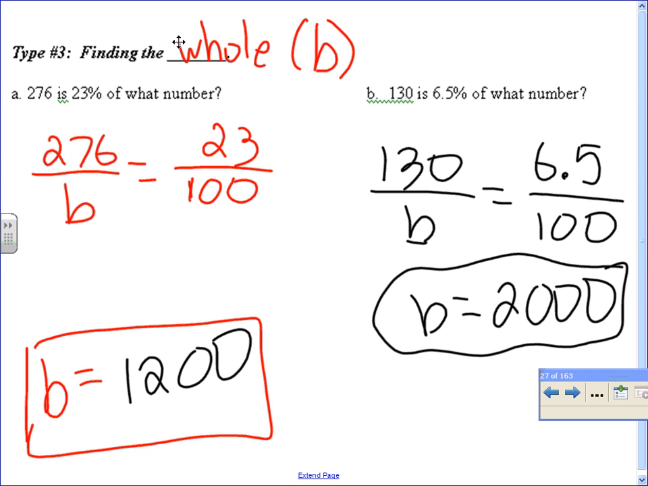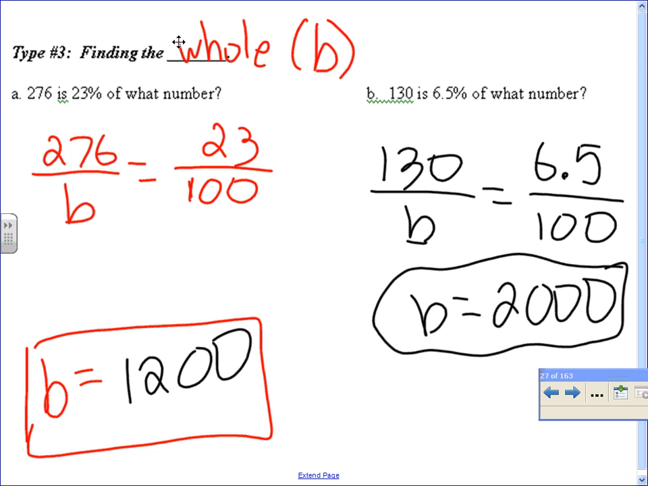I would check these by taking 130 divided by 2,000, and you should get 0.065, which is the same thing as 6.5%. So, yep, same thing here, Sean. 276 divided by 1,200, and you should get 0.23, which is 23%. Thank you, I forgot to go over that part. All right, I'm very impressed. I didn't think we'd get this far.